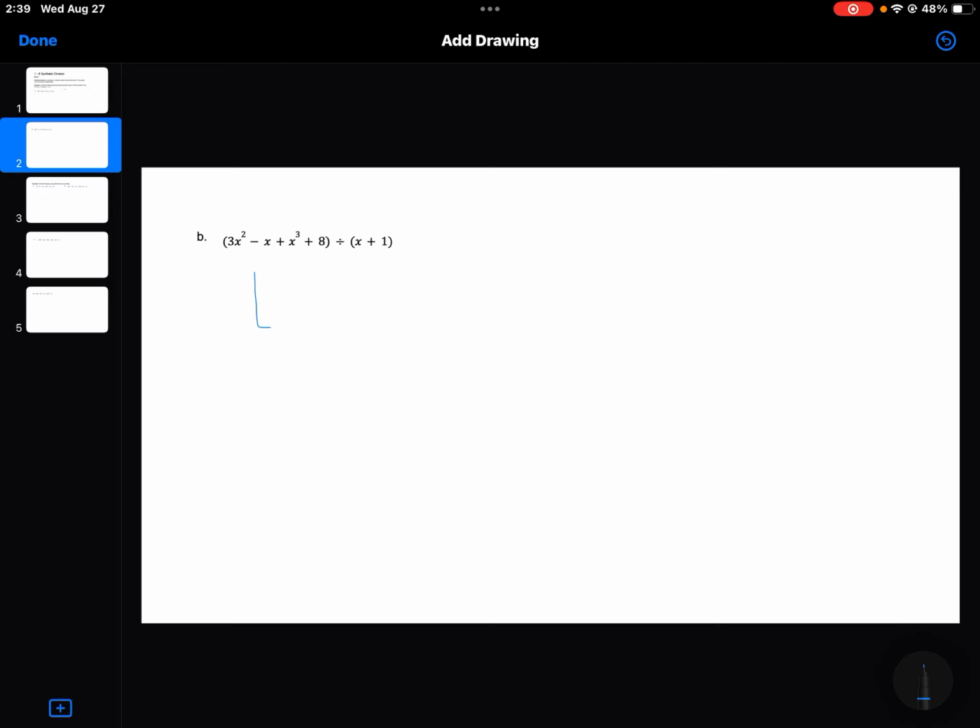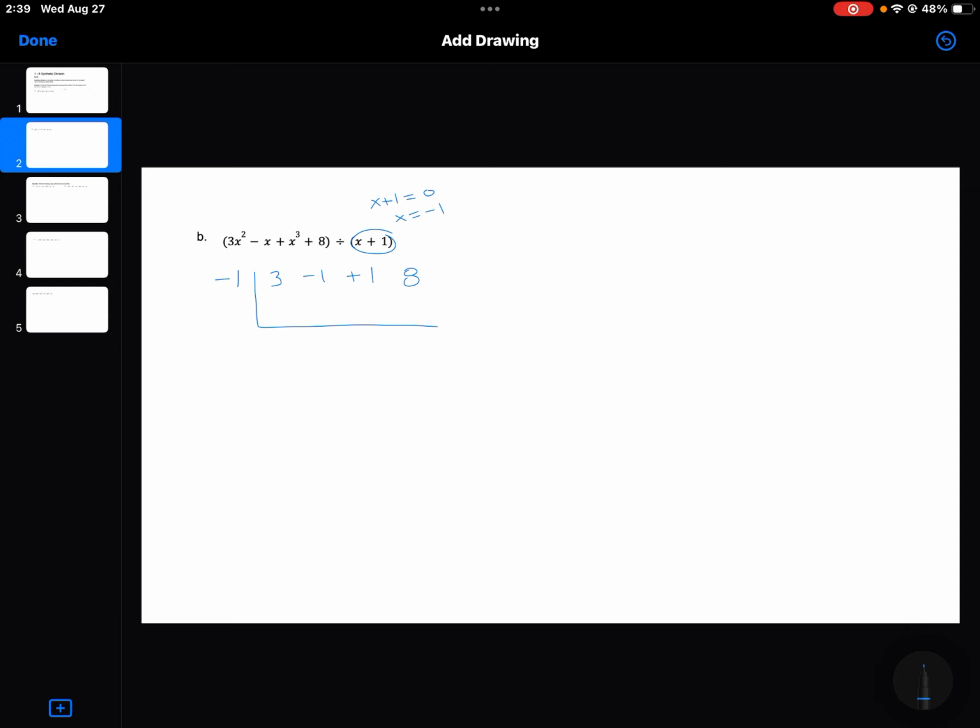So the first thing I'm going to do is write my long division bracket upside down. I'm going to take the inverse of whatever's in my divisor and put it outside. So minus 1. If it helps, you can think of it like you're setting your divisor equal to 0, and then you are solving for x. Then right off the start, I'm just going to write down my coefficients as they appear.